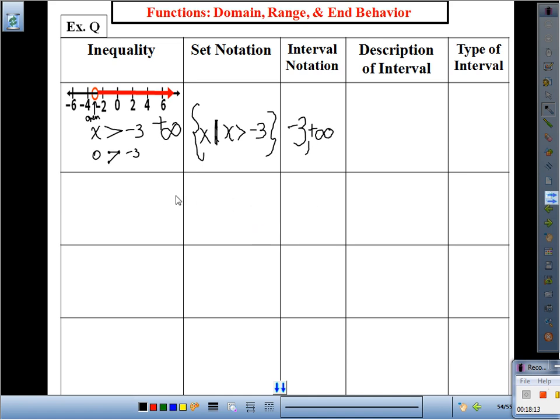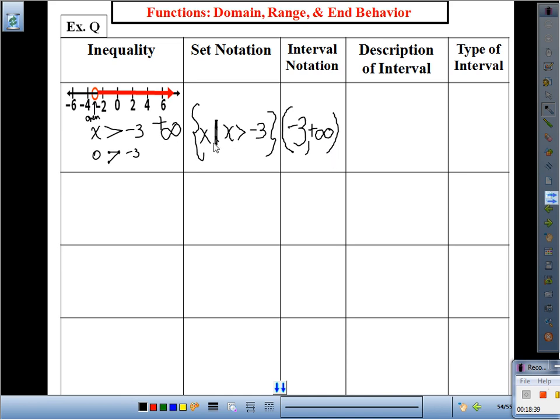So question, look at that. It's an open point. Does it include -3? No, since it doesn't include it, I don't use a bracket. I'm going to use a parenthesis. Do I ever reach positive infinity? No, because infinity keeps going. So can I ever reach infinity? No. So that means I'm going to put in open parentheses.